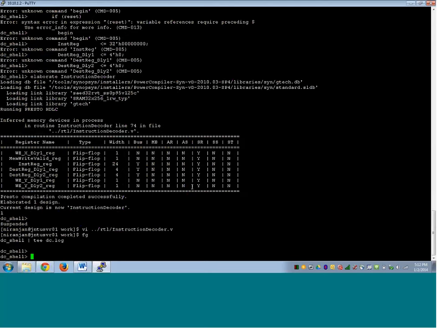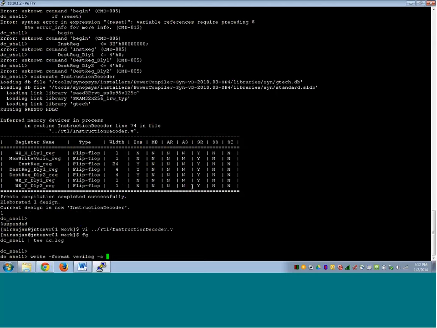Now at this point the design is technology independent. Is it possible to switch? Yes, it is possible. What we could do is use a write command. You can say write minus f format, you can say verilog and minus output.